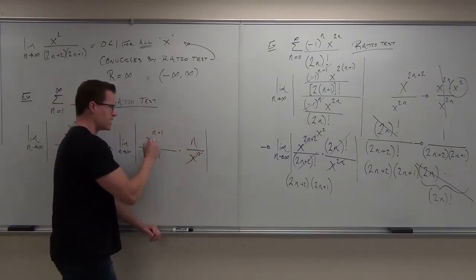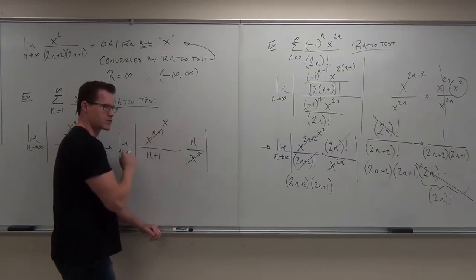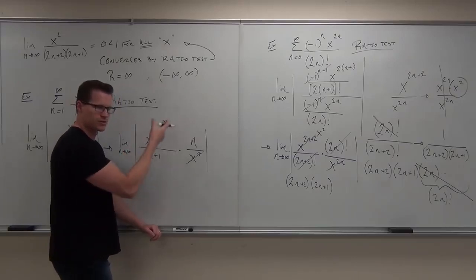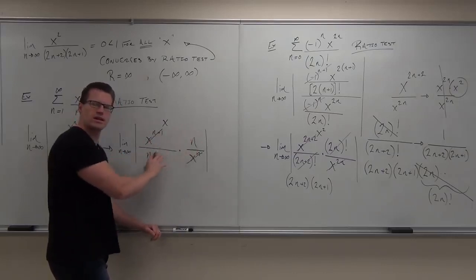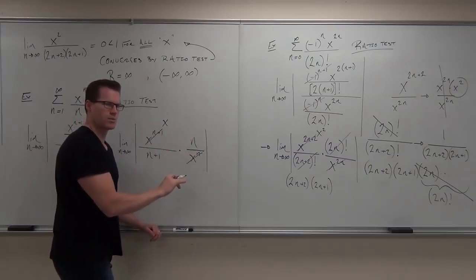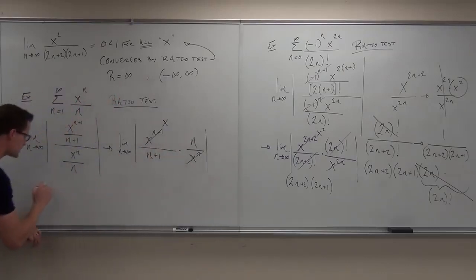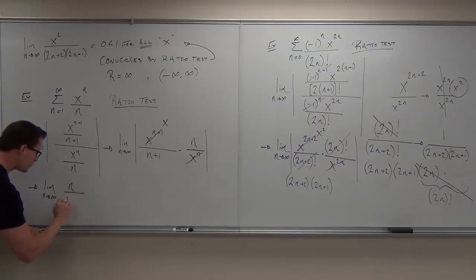x to the n plus 1 gives you 1 extra x. That's what the plus 1 is. It's an x to the first power. This you don't simplify right now. This you're going to do a limit with in just a minute. What I mean is collect this and say, okay, that means we have a limit as n approaches infinity of n over n plus 1 times x in absolute value.